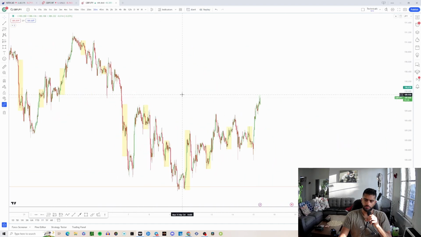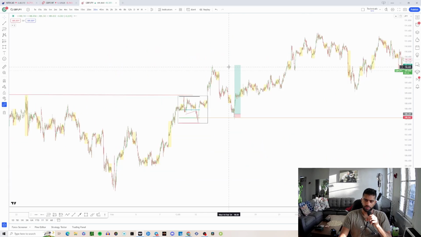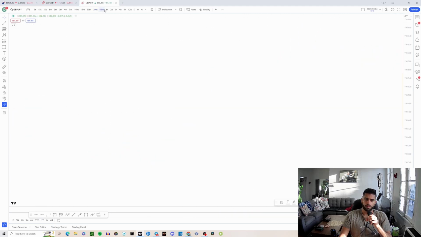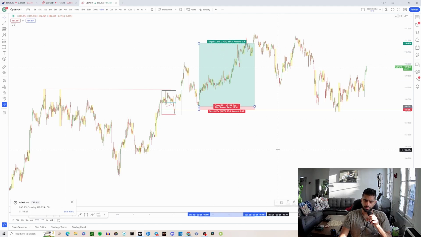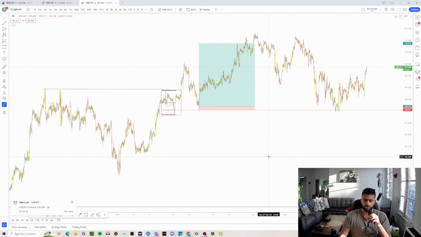And then we see price take off. Obviously target to the next high, but for 14R. And then if you want to do some fib extensions, leave some runners, possibly got a 20R, right?